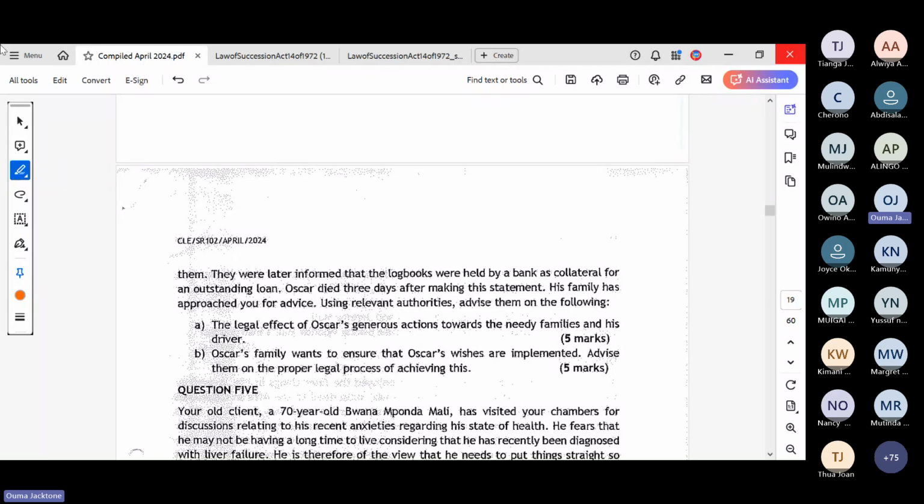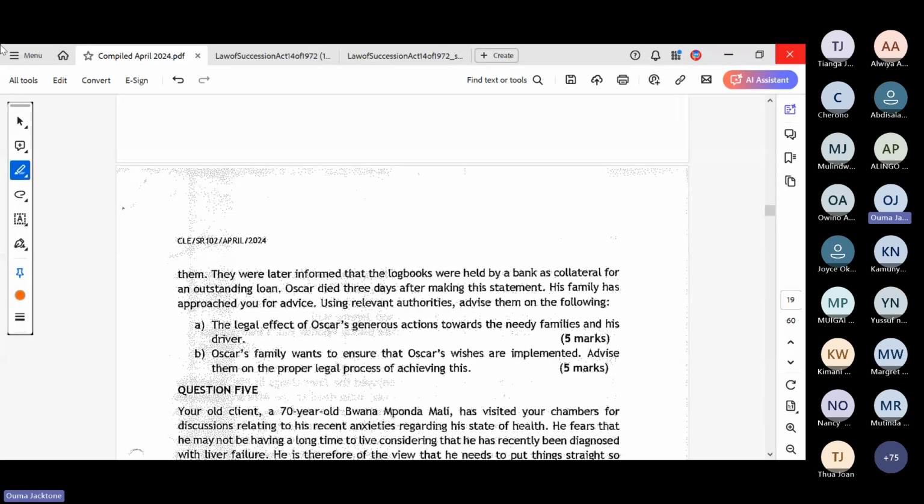That passes. The next issue there is that these logbooks were used as collaterals for a loan in the bank. And you're being told that the family wants to ensure that Oscar's wishes are implemented. That is part 2. So this gift should pass, because of what I've already explained. That is part 1. Now the additional point that I want to make is in reference to point B. So Oscar's family wants to ensure that Oscar's wishes are implemented. Advise them on the proper legal process of achieving this.